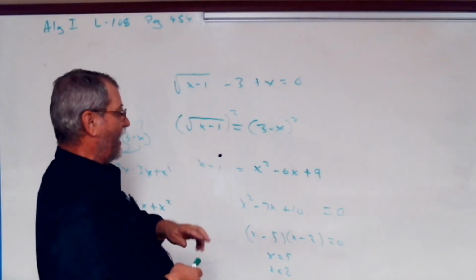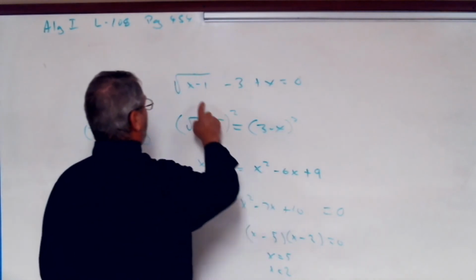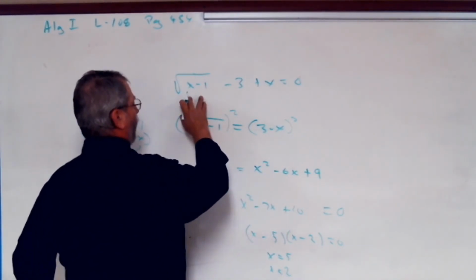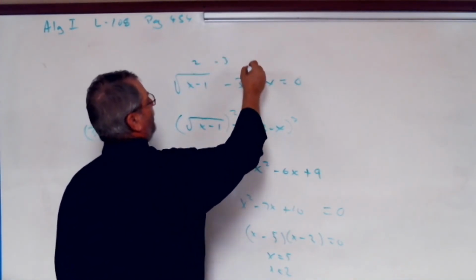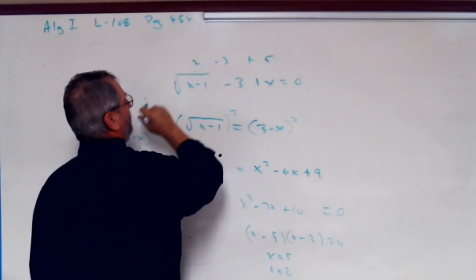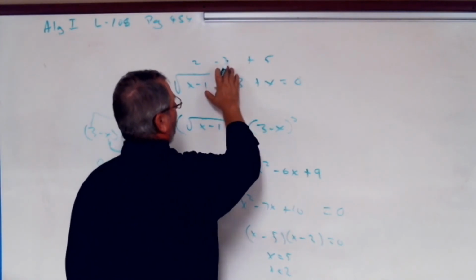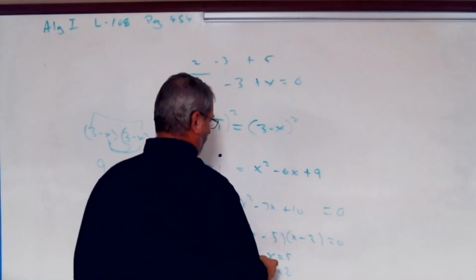Now what do you have to do? We have to check it. It's not that hard to check. Put 5 in right here. 5 take away 1 is 4. Square root of 4 is 2. Minus 3. Plus, what do we put in there? 5. 2 take away 3 is minus 1 plus 5. That's not 0. That one doesn't work.